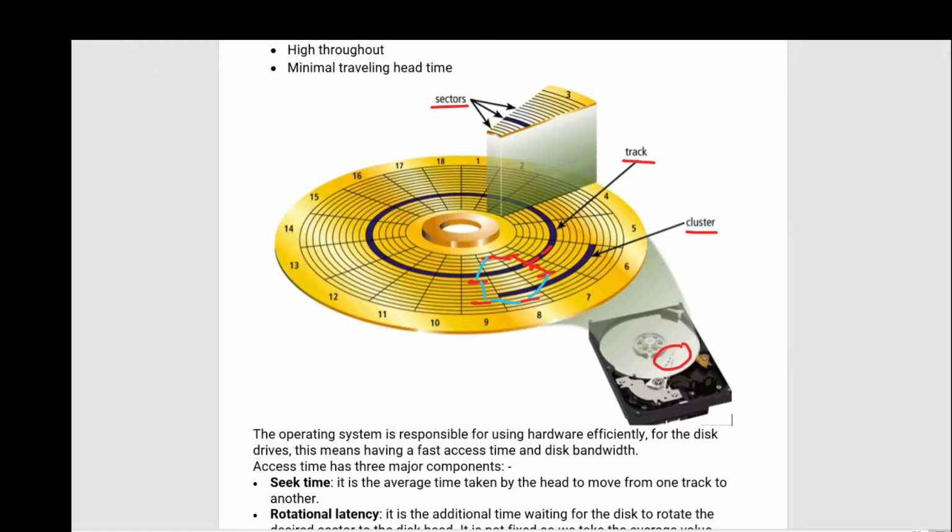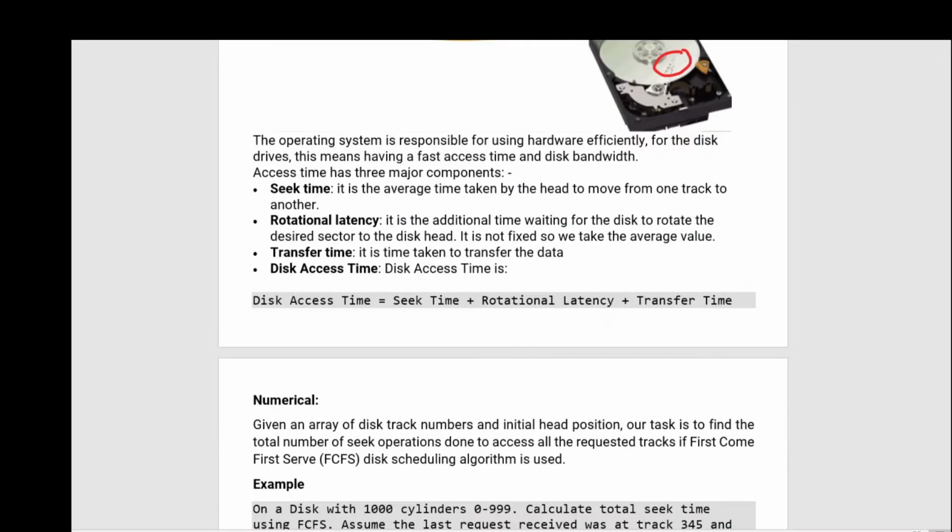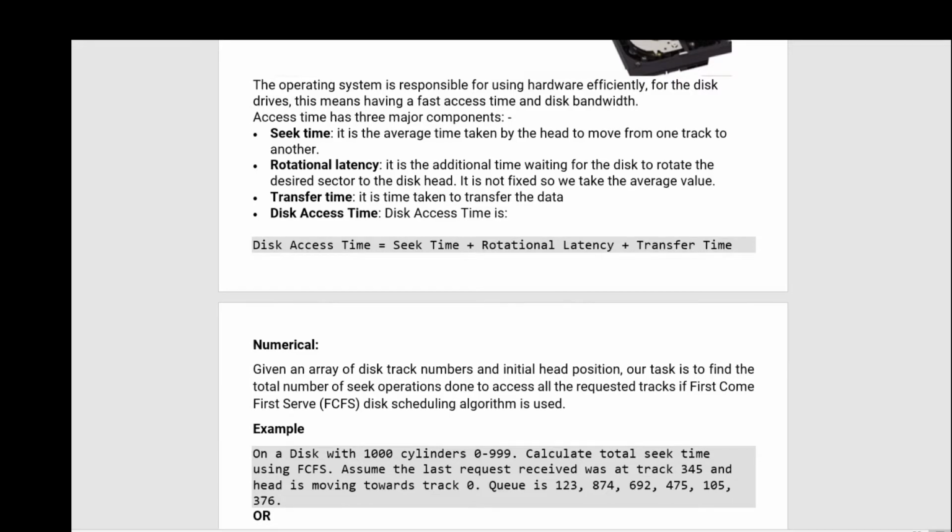So for unit number 6, we do have a numerical on a disk scheduling algorithm called first come first serve. Before going to the algorithm, we will first understand important definitions. First is seek time. It is the average time taken by the head to move from one track to another track. The addresses of the tracks are given by the operating system.